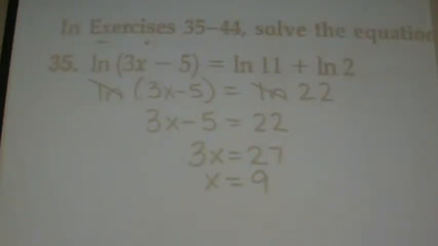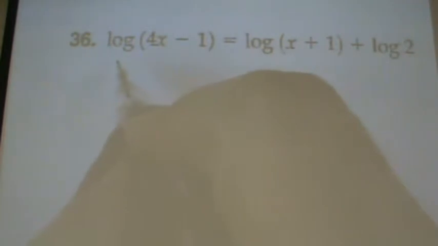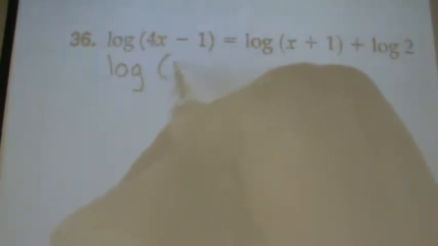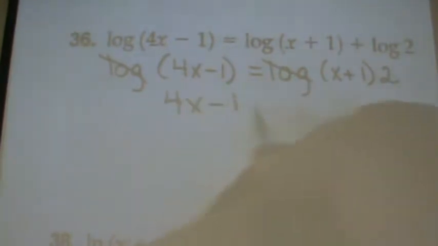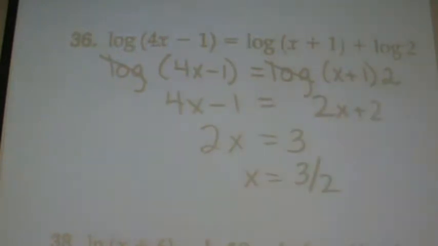Okay, set up 36. Cross out the logs. 4x minus 1 equals, I'm going to distribute, 2x plus 2 and solve it. Subtract 2x, add 1. Did you get 3 halves? Is there anyone lost?